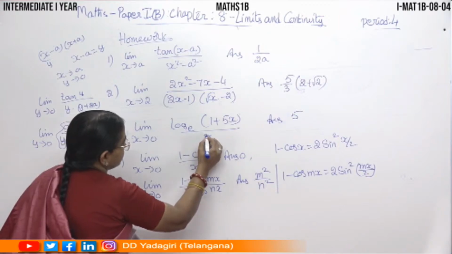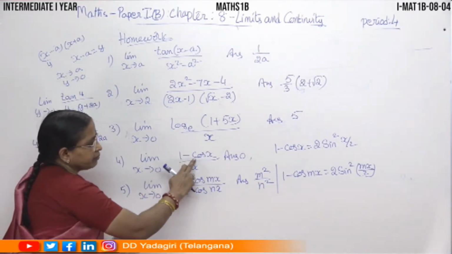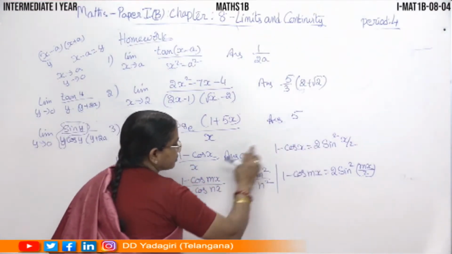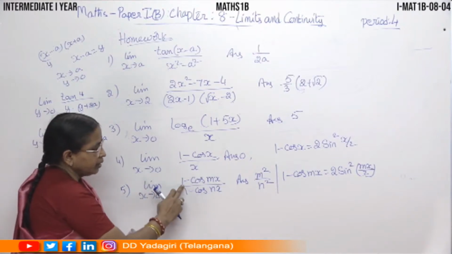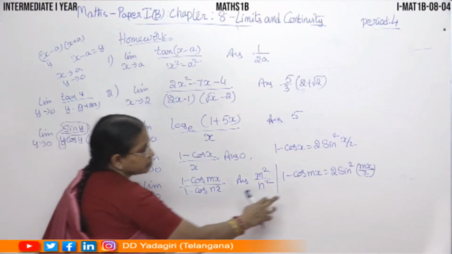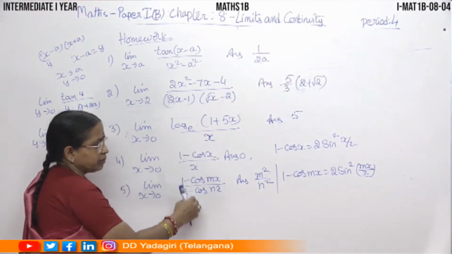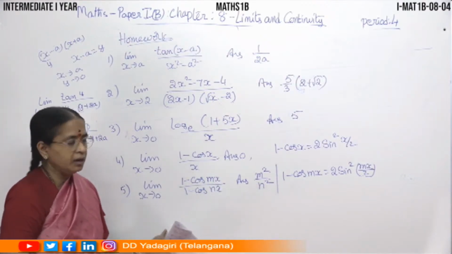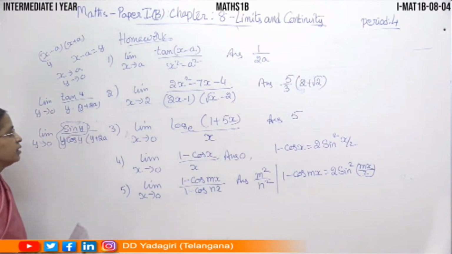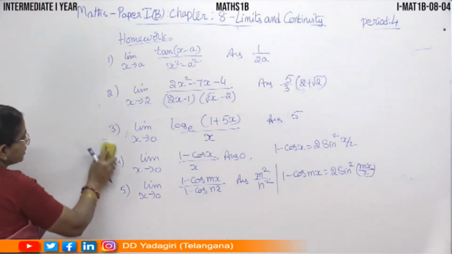The problem is this, divided by x, and here also we solved a similar problem just now. Write 1 minus cos x as 2 sin square x by 2, and multiply and divide by x by 2 like that. And 1 minus cos mx is 2 sin square mx by 2, and 1 minus cos nx is 2 sin square nx by 2. So multiply and divide by m square, n square, and mx by 2 whole square, and you can simplify. You can try these problems. Okay, now we'll continue with the problems in the next period.